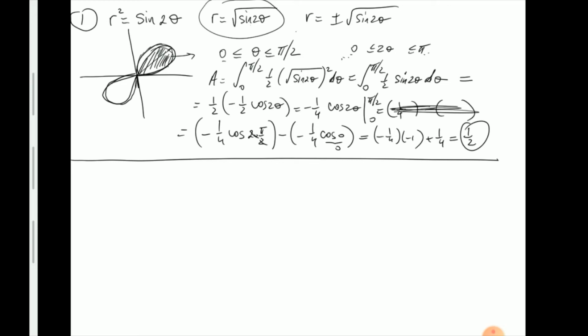Let's do another one. Let's see if I have the figure for this one to show you. So let's say r is equal to, you don't actually need to sketch the picture, but just to have an idea how it looks like, 2 plus cosine of theta. So r equals 2 plus cosine of theta. And let's see, the domain is pi over 2 to pi.